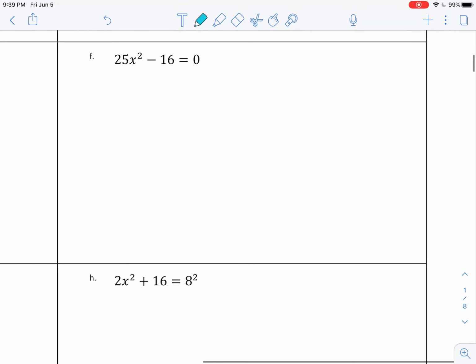Let's see if this one has a fraction in it. This one does have some subtraction to deal with. So again, ultimate goal, get x by itself. Goal right before that, let's get the x squared by itself. So let's move everything that's not x squared. I'm going to start by adding 16 to both sides of my equal sign. So we'll be left with 25x squared on the left. Remember, that's 25 times x squared. And 16 on the right.